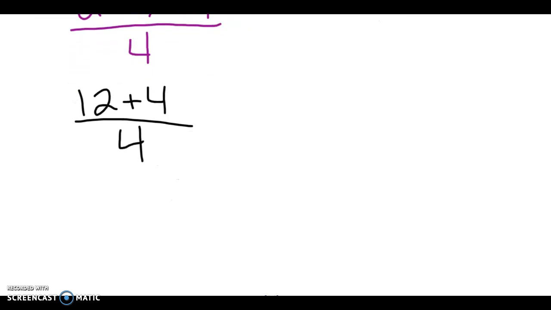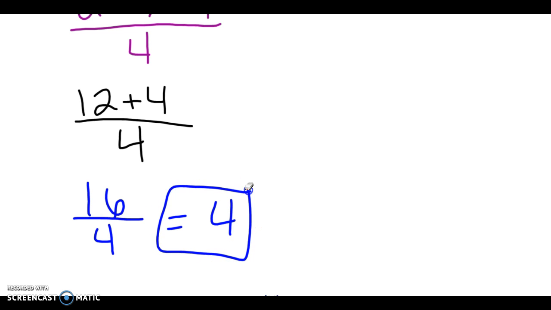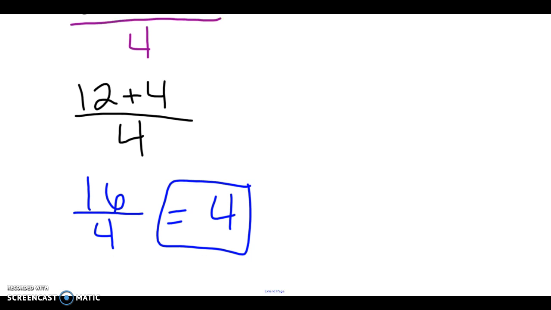12 plus 4 is 16, divided by 4, and our final answer is 4. So the only thing that's changing here from order of operations is that you are plugging in a number for a variable and then completing your order of operations.